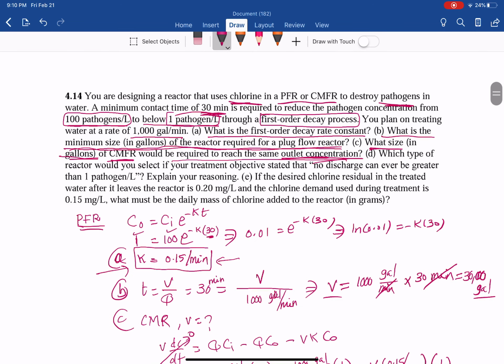Next section, D. Which type of reactor would you select if your treatment objective stated that? Let's look at the treatment objective. Now, we have two options, either a plug flow reactor or a CMFR. Which one of them are you going to select if the treatment objective stated that no discharge can ever be greater than 1 pathogens per liter?